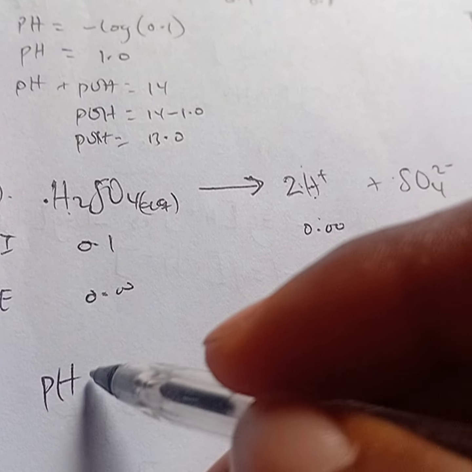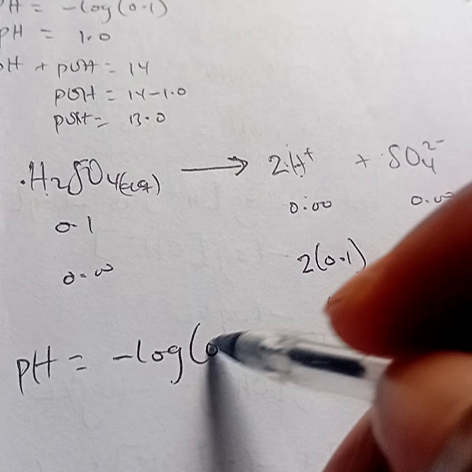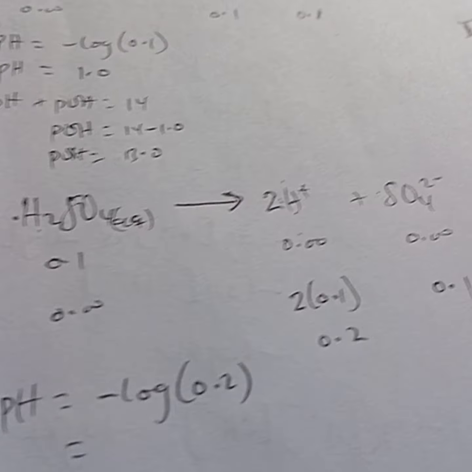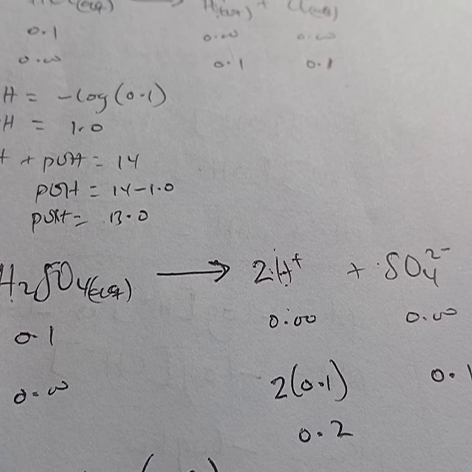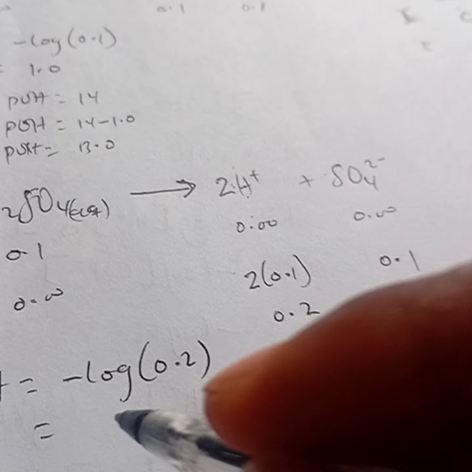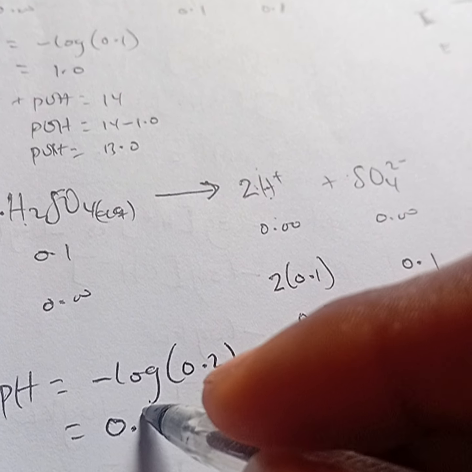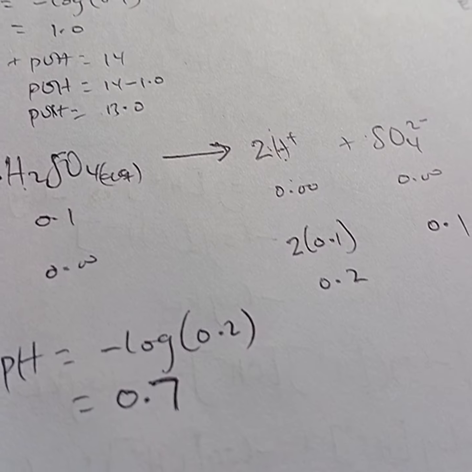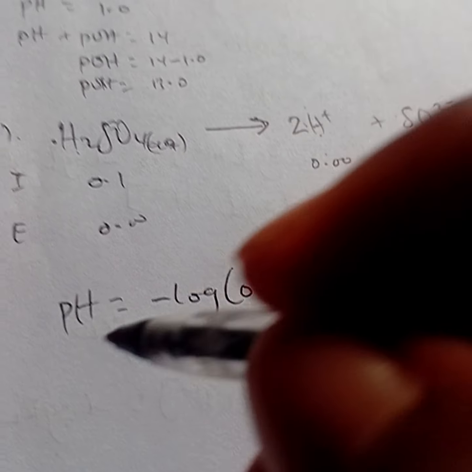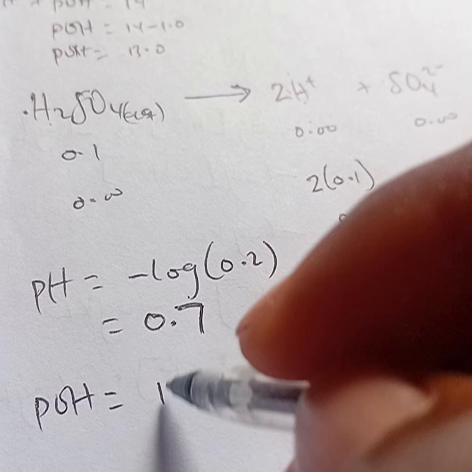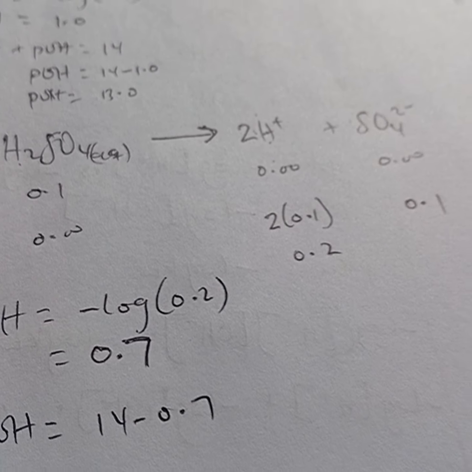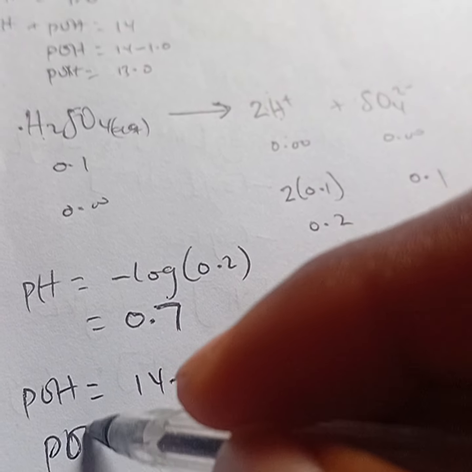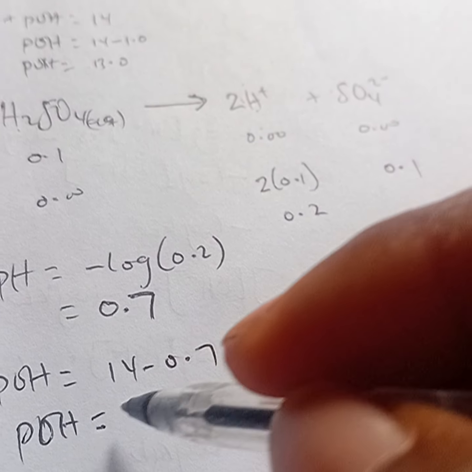Then our pH is going to be negative log of 0.2, which gives us 0.7. Then we can find our pOH, which will be 14 minus 0.7, and our pOH is going to give us 13.3.